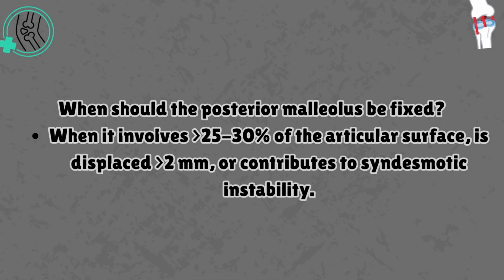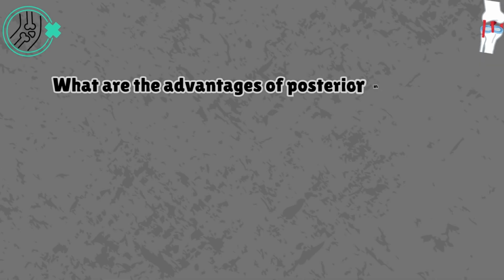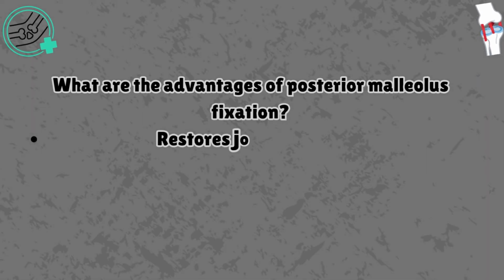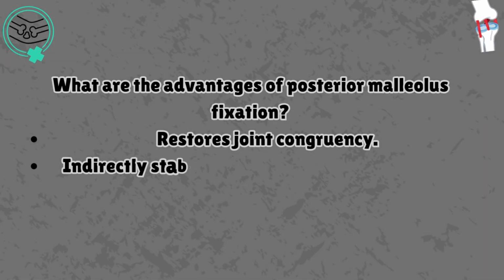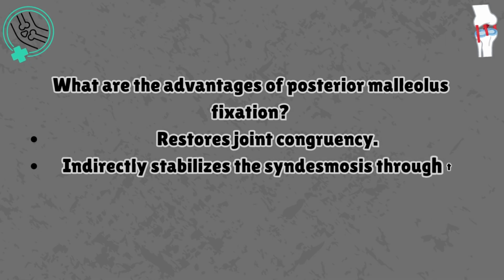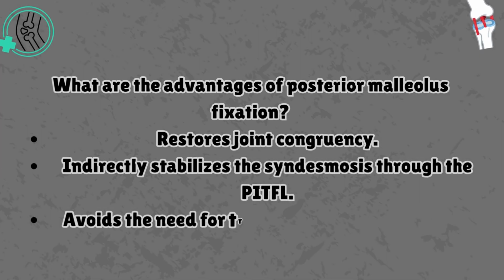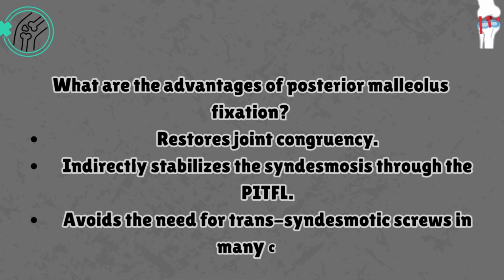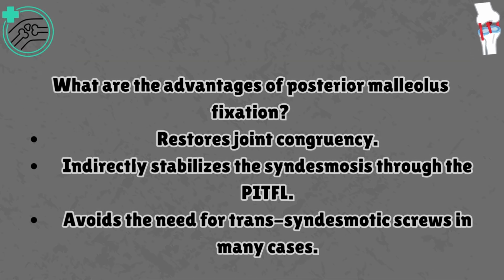to syndesmotic instability. What are the advantages of posterior malleolus fixation? Restores joint congruency. Indirectly stabilizes the syndesmosis through the posterior inferior tibiofibular ligament. Avoids the need for transsyndesmotic screws in many cases.